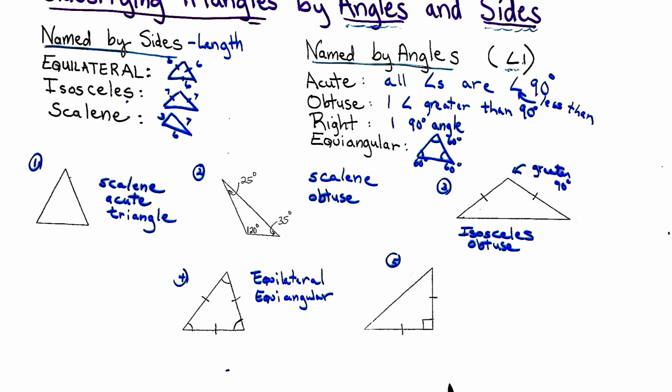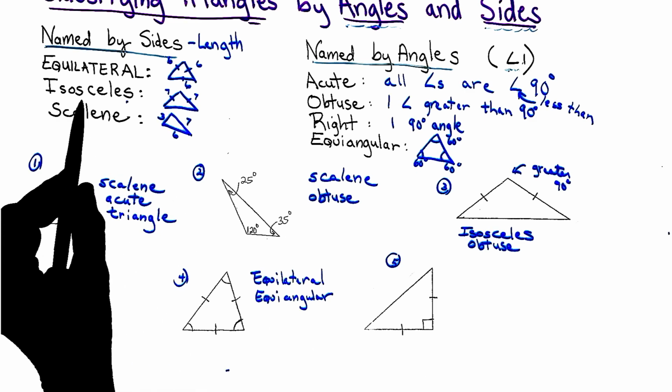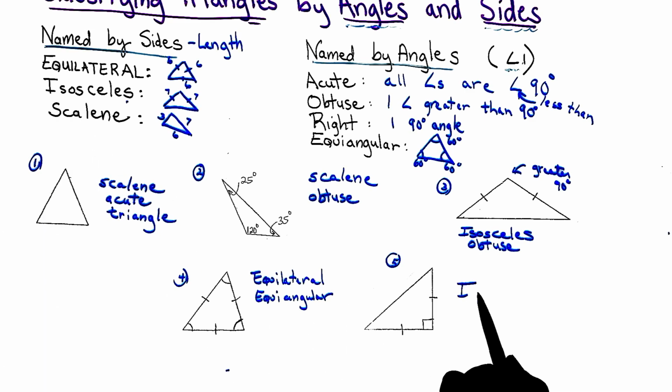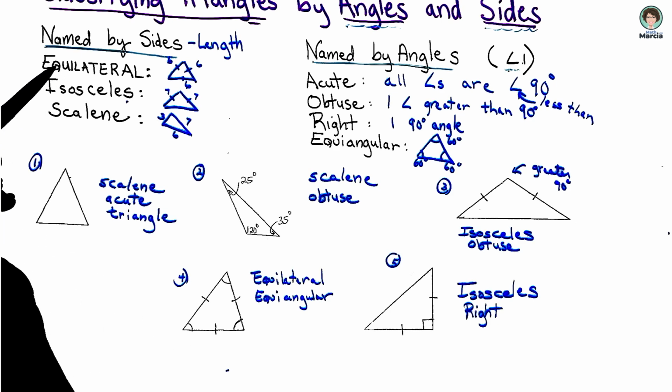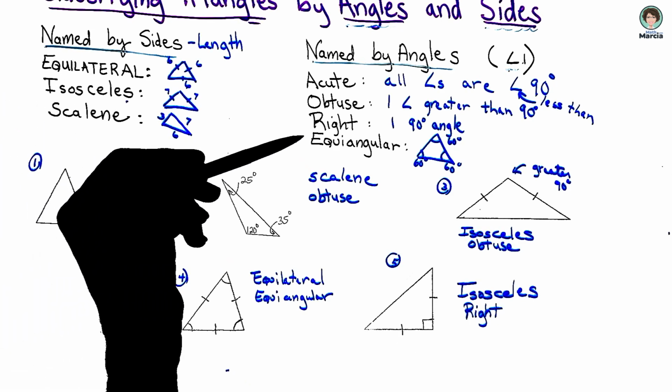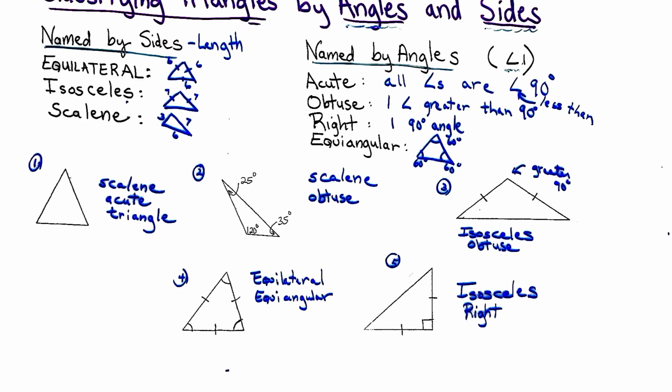And for the last one, well, I see the 2 legs are marked, so that takes me to my isosceles. And this is a 90-degree mark, so it is a right, naming it by its angles. So it's an isosceles right triangle. Again, just some vocabulary words that you need to remember, and I think sometimes drawing pictures really helps you.